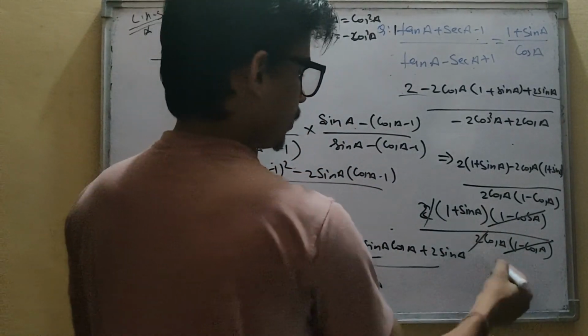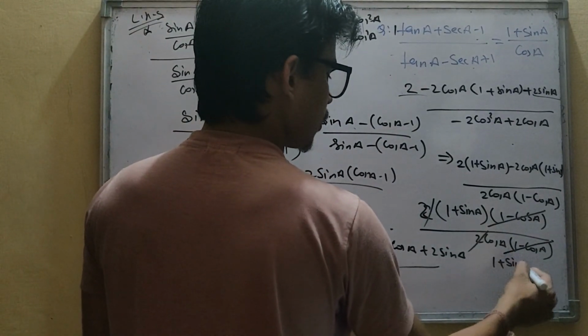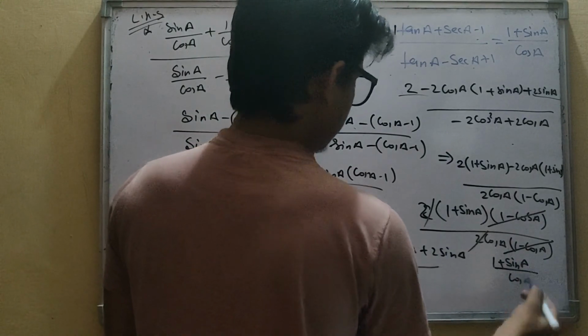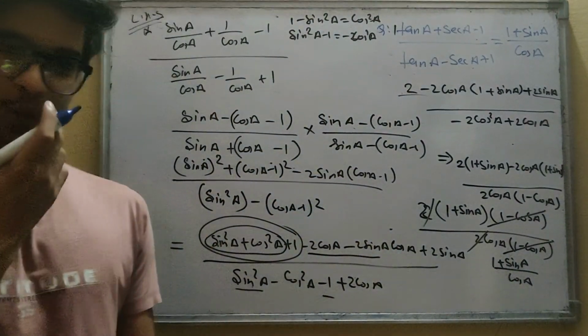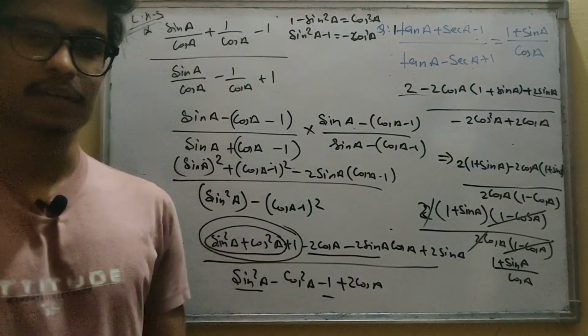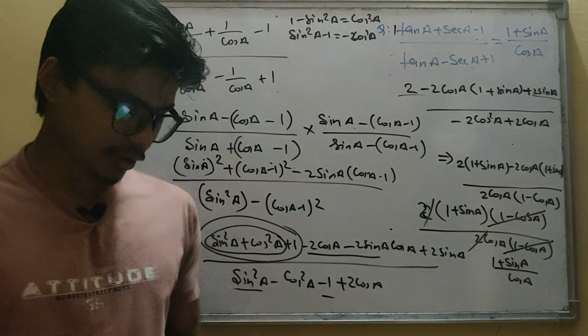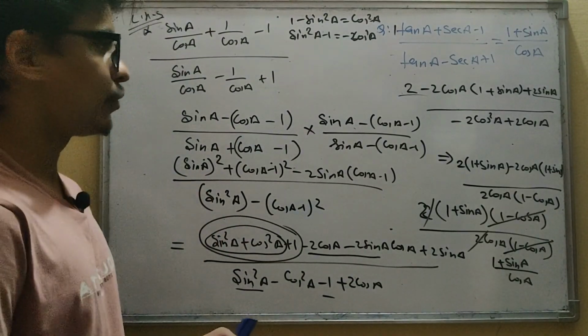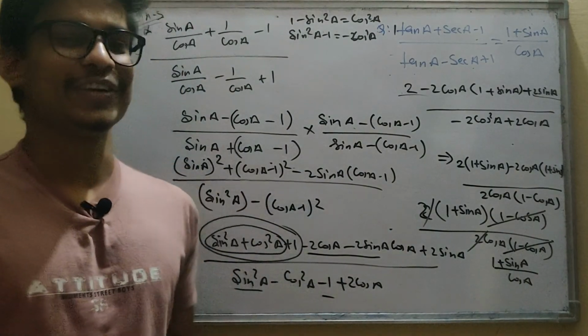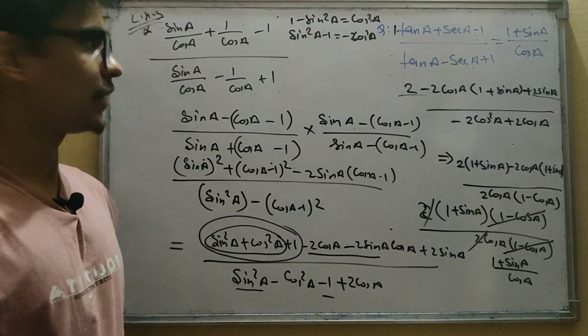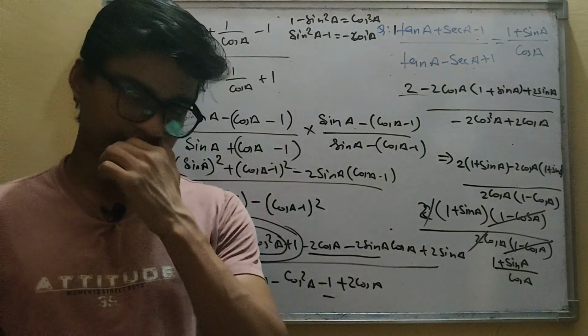So what we have to prove? Yeah, we got it: 1 plus sin a upon cos a. So this is how you have to do it, right? It looks a little bit lengthy, but in 11th class you must have the habit to solve these types of questions, right? So this is going to be like this. Okay, so these are some questions.